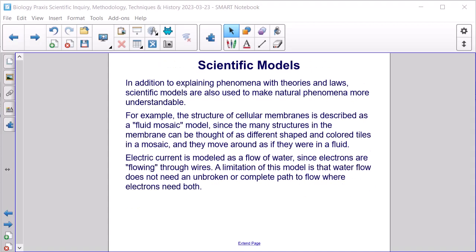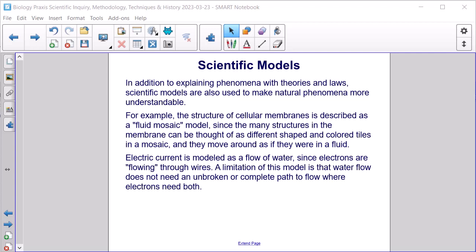Scientific models. In addition to explaining phenomena with theories and laws, scientific models are also used to make natural phenomena more understandable. For example, the structure of cellular membranes is described as a fluid mosaic model, since the many structures in the membrane can be thought of as different shaped and colored tiles in a mosaic, and they move around as if they were in a fluid.